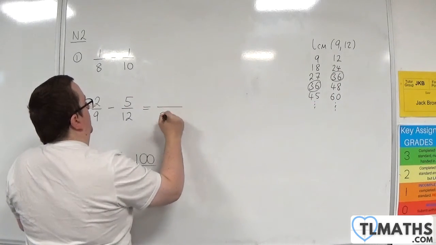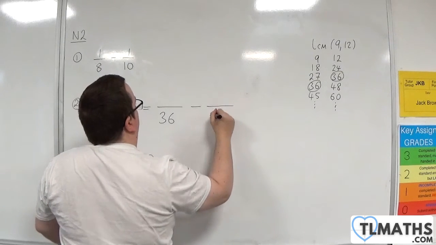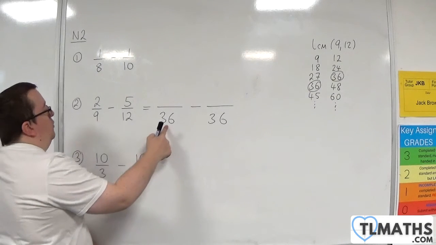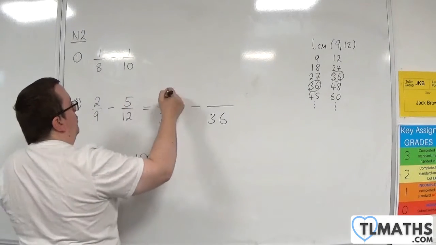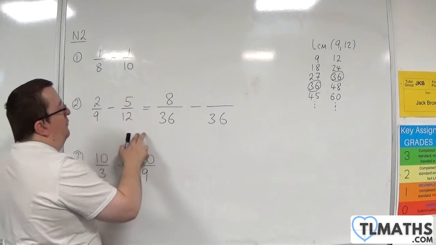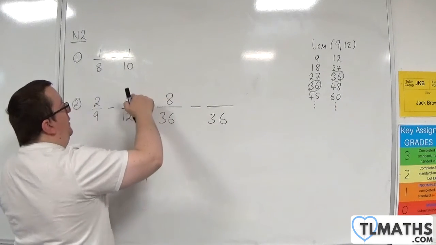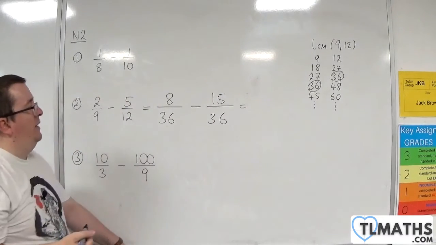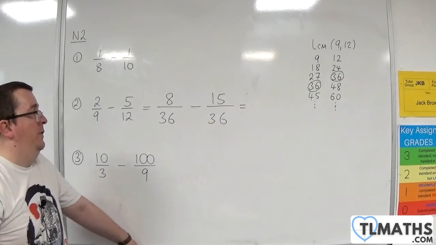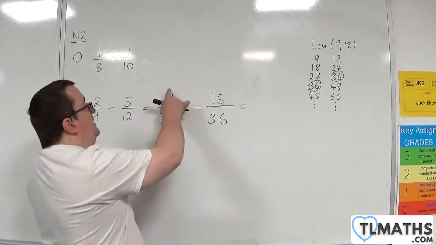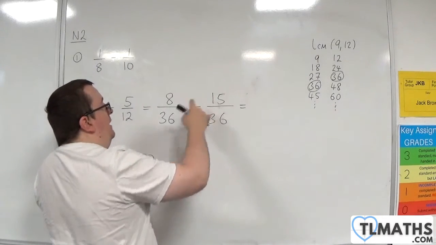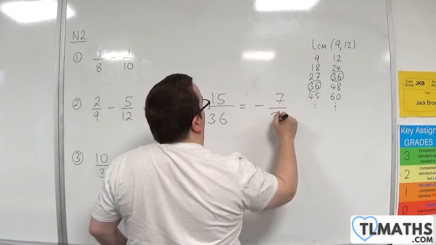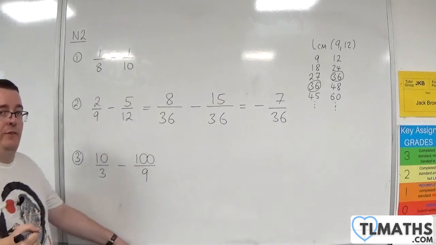So something over 36, take away something over 36. So 9 times 4 makes 36, so 2 times 4 is 8. 12 times 3 makes 36, so 5 times 3 is 15. So we have 8 over 36, take away 15 over 36. Now 8 take away 15 is minus 7. So we have minus 7 over 36 as our answer.